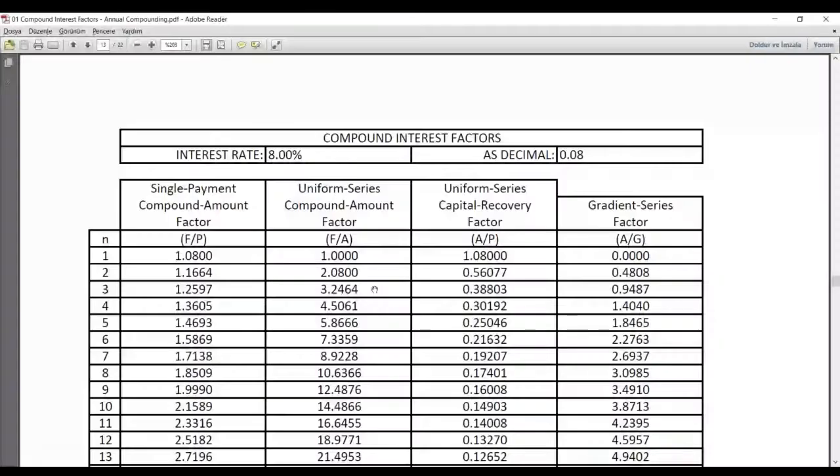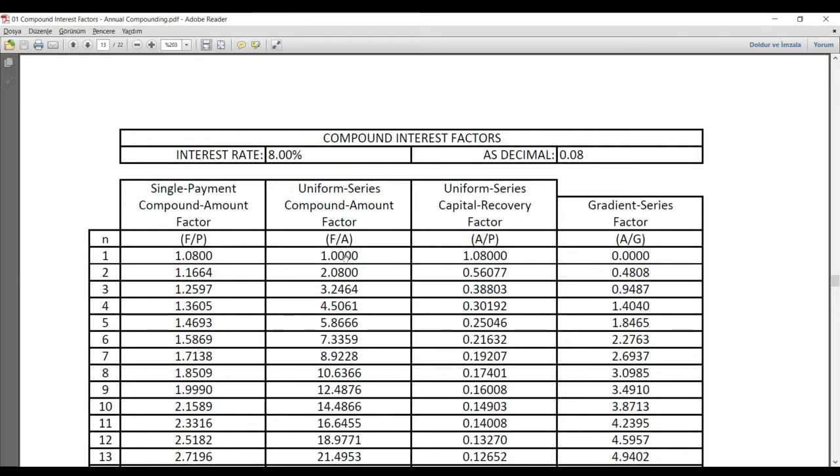Now, on any page of the compound interest factors, if you have an F over A value, you just need to calculate its reciprocal, for example, 1 over 5.8666, and then add 0.08 to that value, and you will get a value. So the inverse of the second column plus the interest rate as a decimal will give you the third column. I mean, you can check that easily.